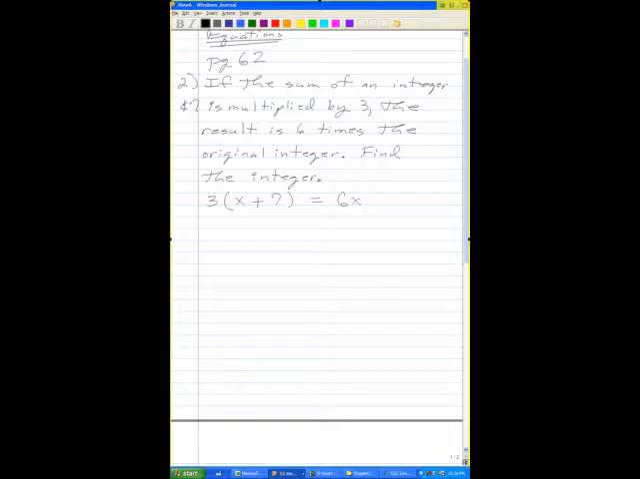Okay, so let's solve this equation. Let me multiply 3 inside the parentheses. So I get 3x plus 21 is equal to 6x. Subtract 3x from both sides of my equation in order to isolate x on one side. So 21 equals 3x. Divide both sides of my equation by 3. 21 divided by 3 is 7. So x is equal to 7.